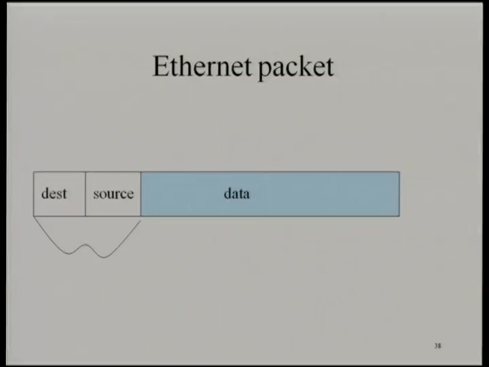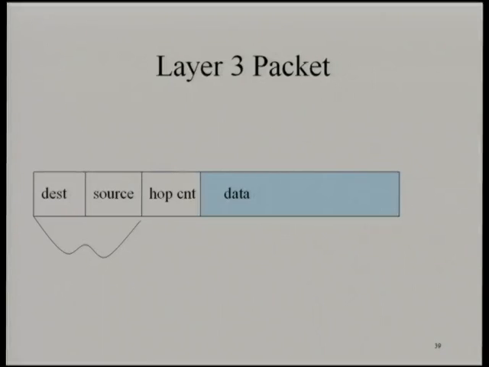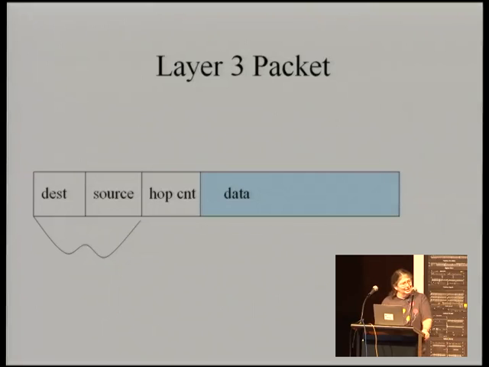So what exactly is it? Well, an Ethernet packet, you put your data in an envelope and you say the destination and the source. A layer 3 packet is very similar. There's the destination and source, and there's this hop count.